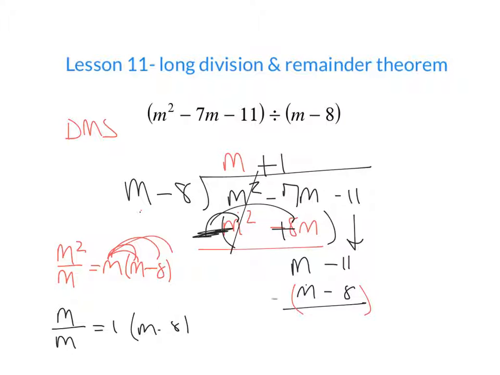When I subtract, I distribute it in. I change this sign to negative, and that's positive. When that happens, this cancels. I end up getting a remainder of negative 3. What you do with your remainder is you add it onto your quotient. So my final answer will be m plus 1 minus 3, and that remainder will be written with m minus 8 on the bottom. And that's your final answer.